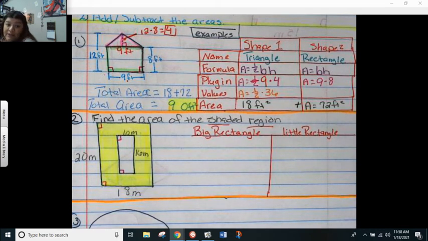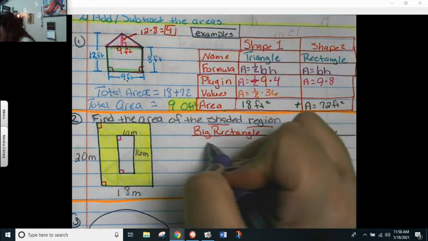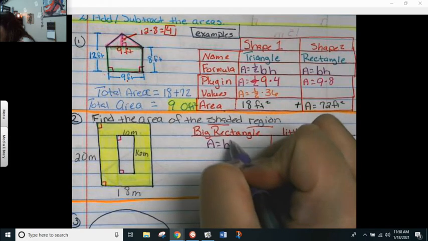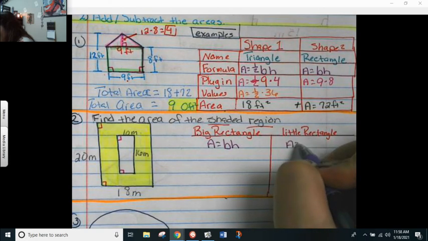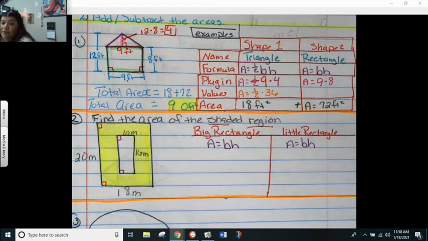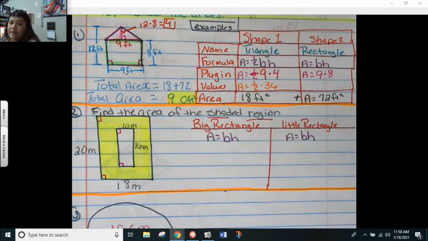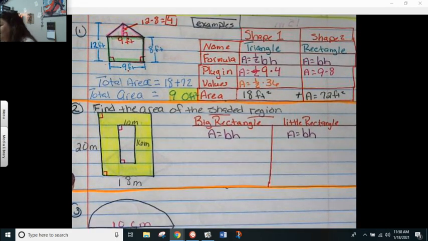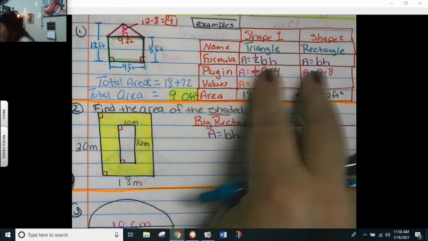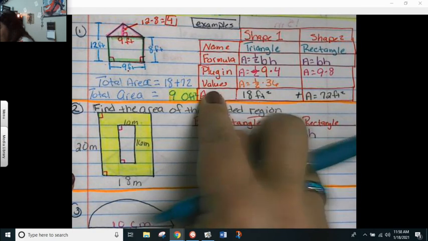Now, luckily they're rectangles, so I know that formula by heart. It's base times height, or if you're using it from elementary, you can still use length times width. But we need to get y'all used to base times height, but they mean the same thing. So formula's done. Now we're going to plug in the values.